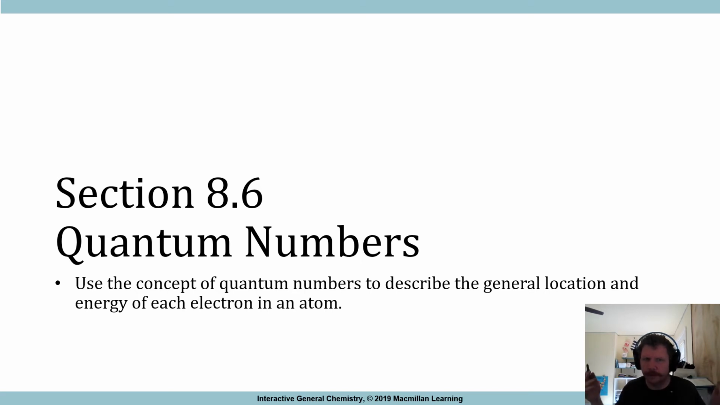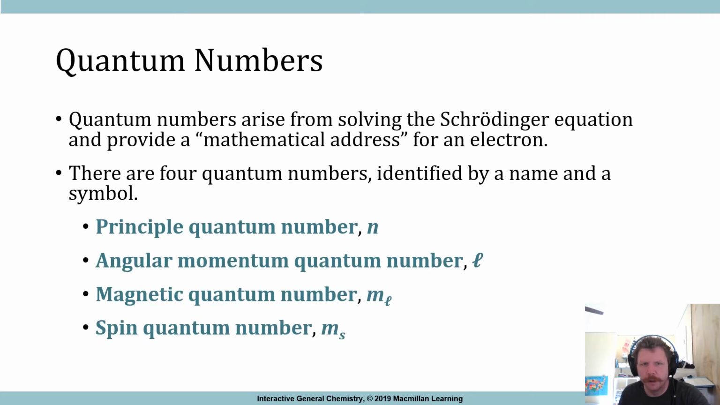All right, here it is. Section 8.6, the end of chapter number 8. Quantum numbers. Now, quantum numbers give you the information about where an electron possibly is. They give you all the subshell information, all the orbital information. There are a total of 4 different quantum numbers.